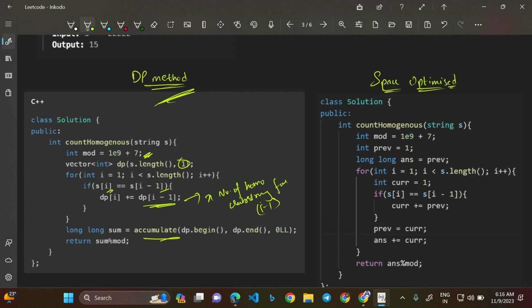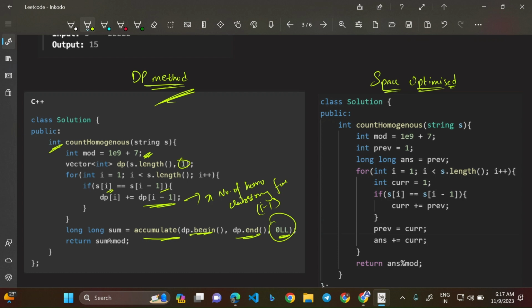And finally, accumulate, in the sense, add up all the elements from DP dot begin to DP dot end, all the elements of the DP vector. And 0 LL is what we are considering, because it may go beyond the integer range. That's the reason we are considering 0 LL. And return sum ampersand mod, because we want it to be in the integer range, since the function returns an integer.